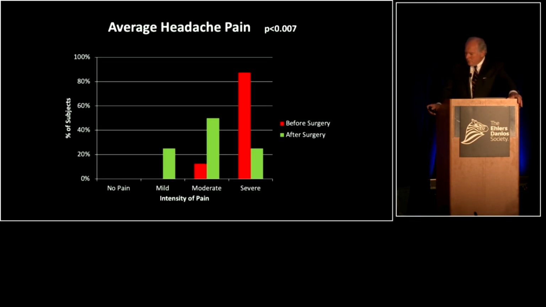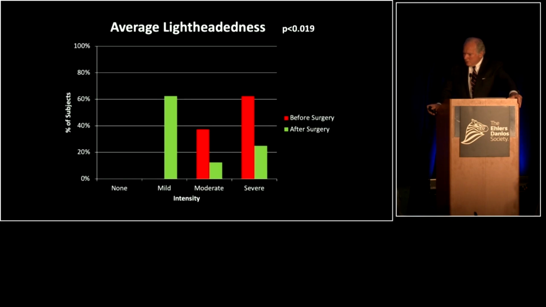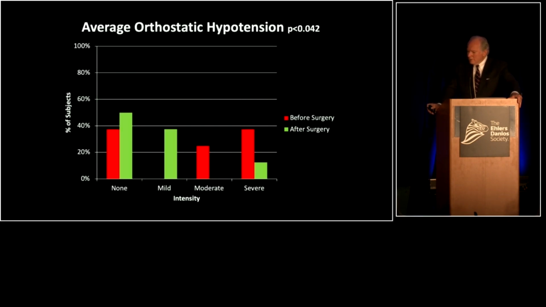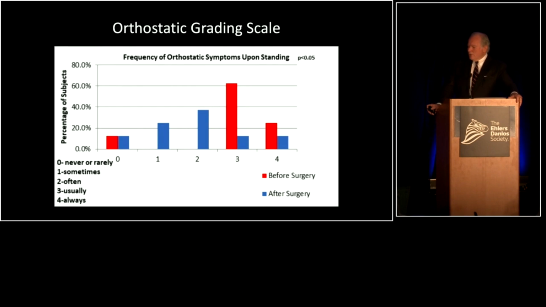Red is the pain before surgery, and you can see the degree of severe pain decreased significantly after surgery in green, and there's more mild and moderate pain. Similarly with lightheadedness and the degree of syncope, pre-syncope, and orthostatic hypotension. Using the orthostatic grading scale, you can see that before surgery in red, the patients most of the time had orthostatic symptoms. After surgery, the symptoms were much less frequent, shown in blue. 1 is sometimes, 2 is often.